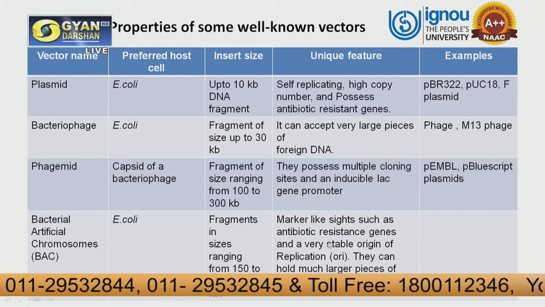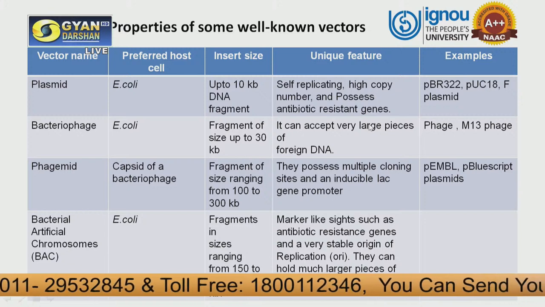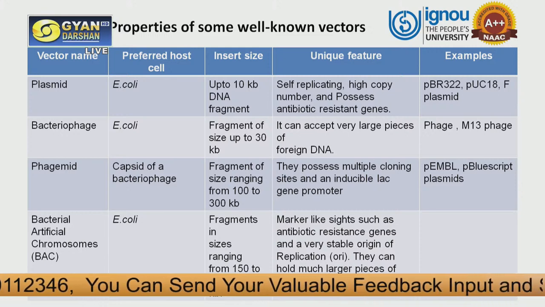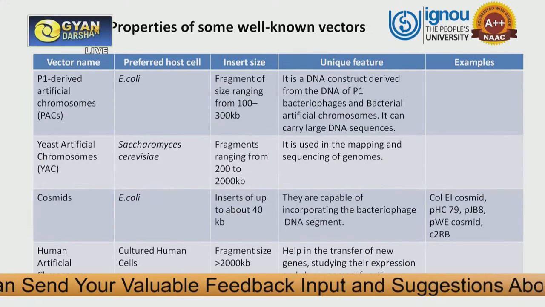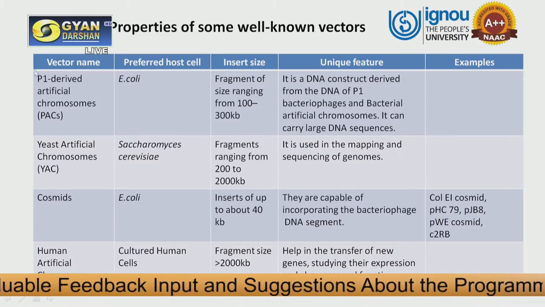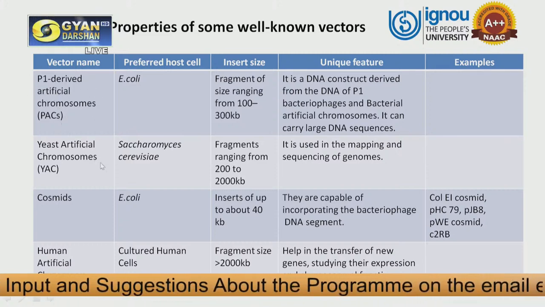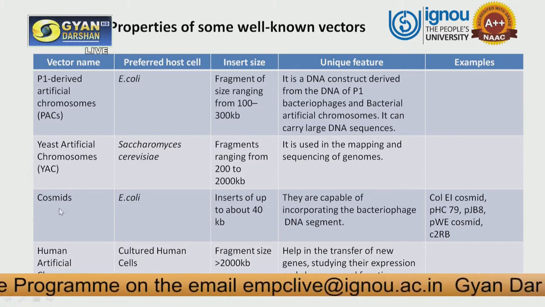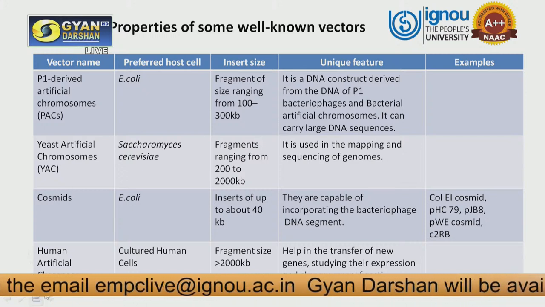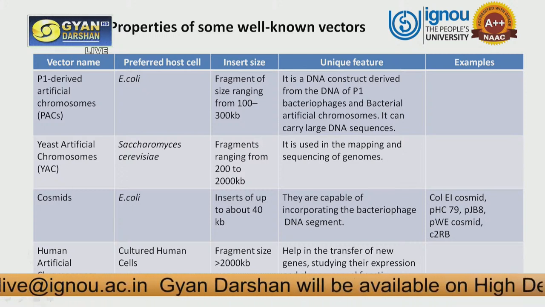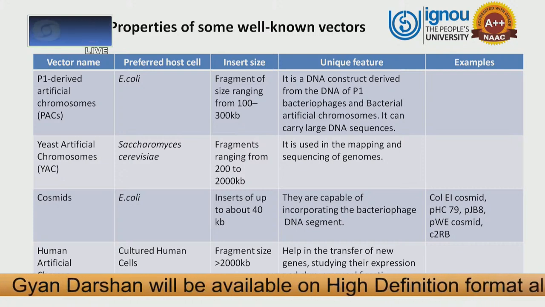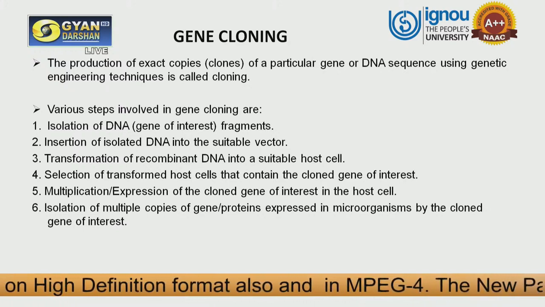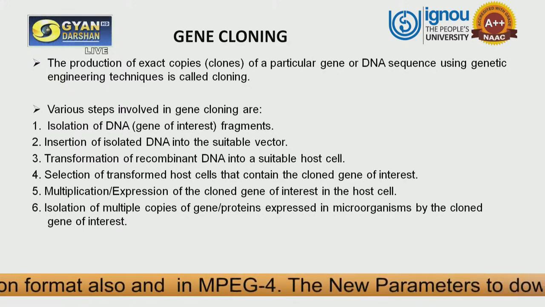And these are the unique features which are actually available with the different types of vectors. Here also the list continues, where you can see the P1 derived artificial chromosomes, that is PACs, then yeast artificial chromosome, that is YACs, then cosmids, human artificial chromosomes like HAC. So these are the different types of vectors and their preferred host, which you can select and work according to your requirement. Now coming to gene cloning.